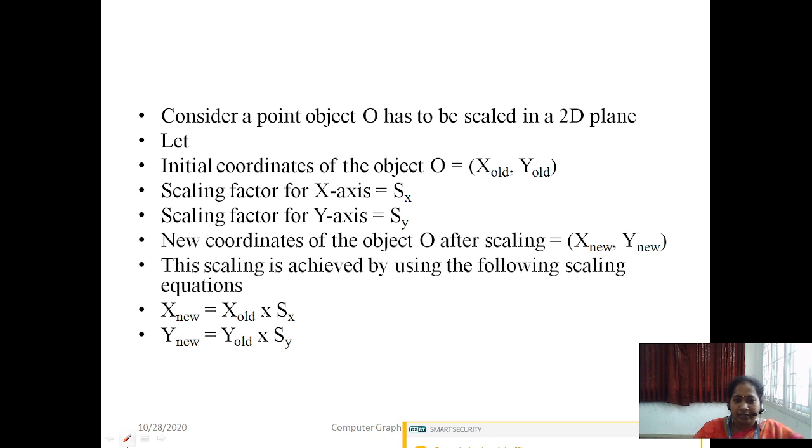So based on x-axis, the new value is x new equal to x old into Sx. Here it indicates the x old value and the scaling parameter is based on x-axis. Next we can get the new value based on y-axis, meaning y new equal to y old into Sy. Here Sy indicates the scaling factor based on y-axis.